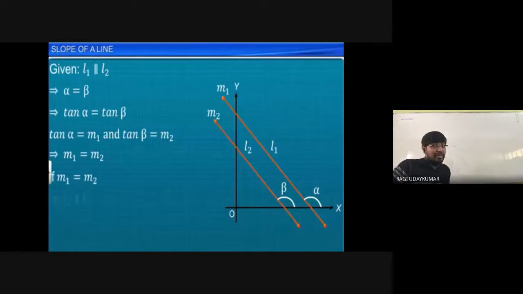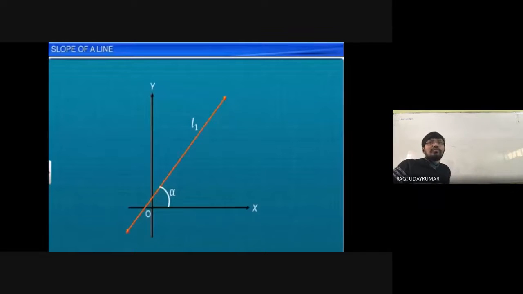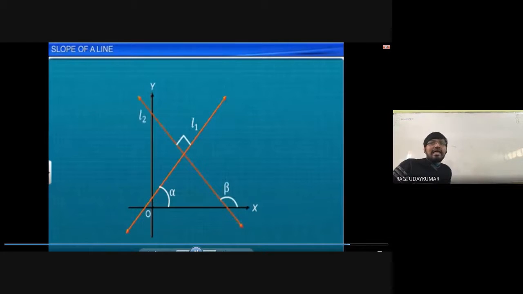If the lines are perpendicular, then the product of the slopes will be equal to minus 1. So that we are going to see here. Line L1 is making an angle alpha, line L2 is making an angle beta with the positive x-axis. And these two lines are perpendicular. The slope of the line L1 is tan alpha. The slope of the line L2 is tan beta.